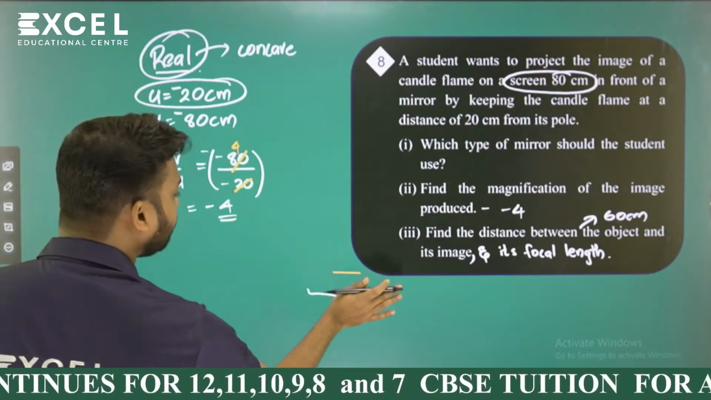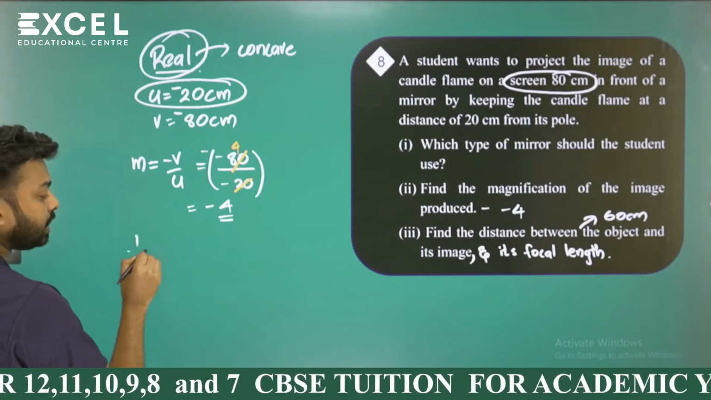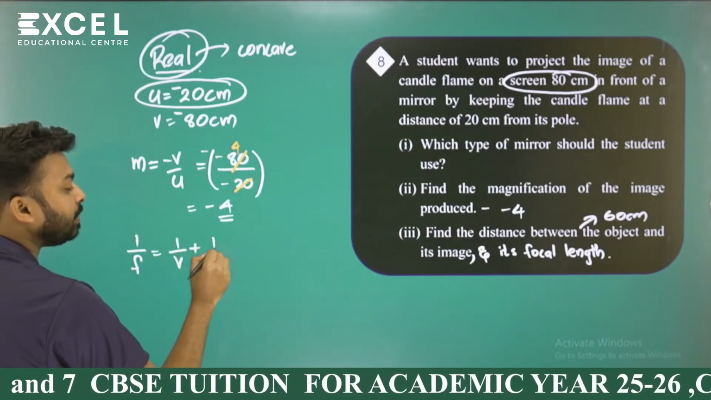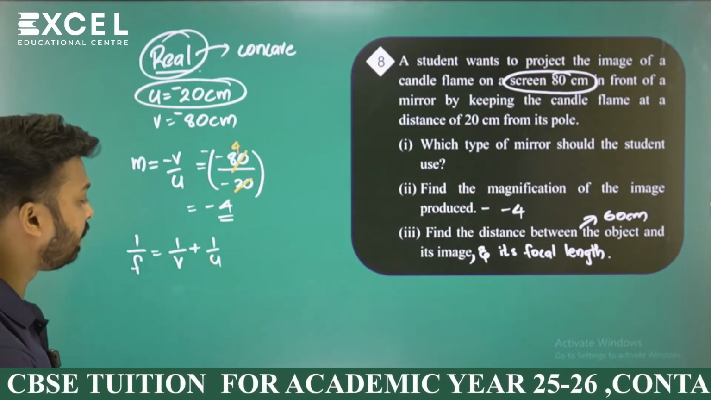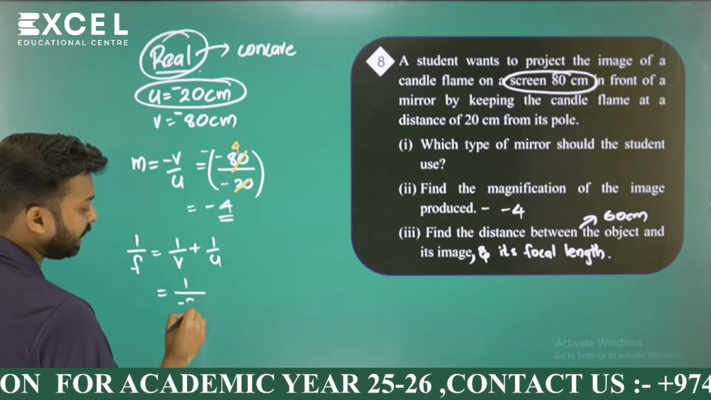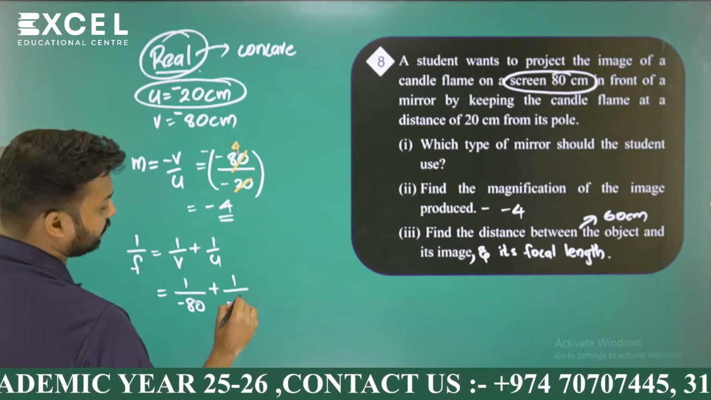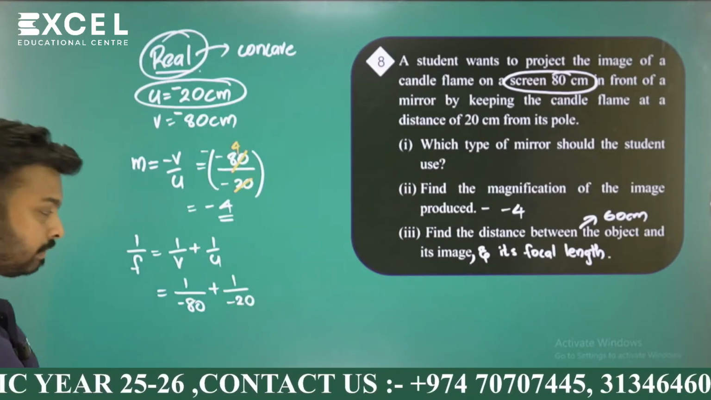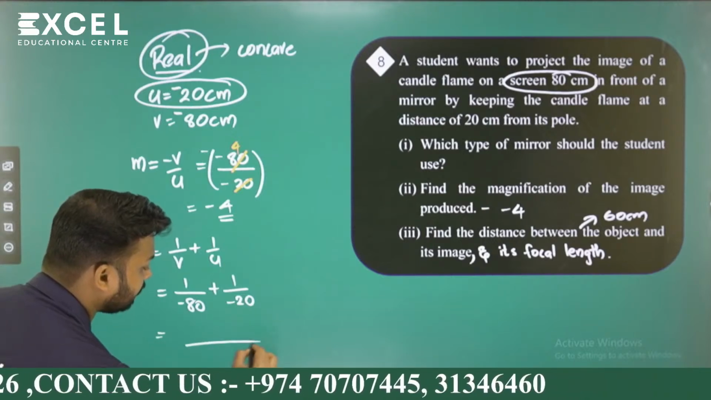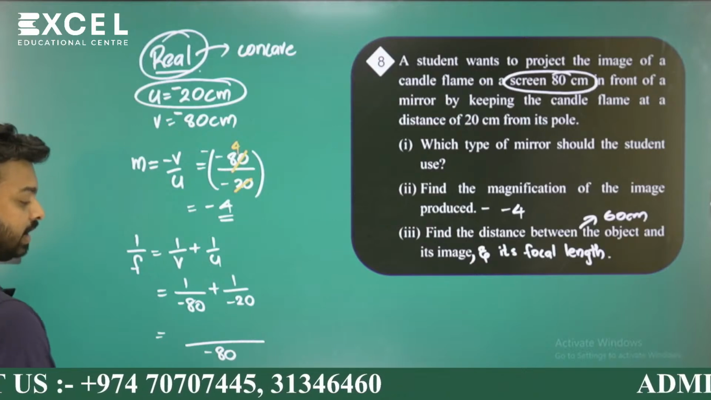For finding the focal length, what do you have to do? We have to use the equation 1 by f is equal to 1 by v plus 1 by u. So what is 1 by v? It is 1 by minus 80 plus 1 by minus 20. Understood? Fine. So we have to go for the LCM. I'll take it as minus 80.